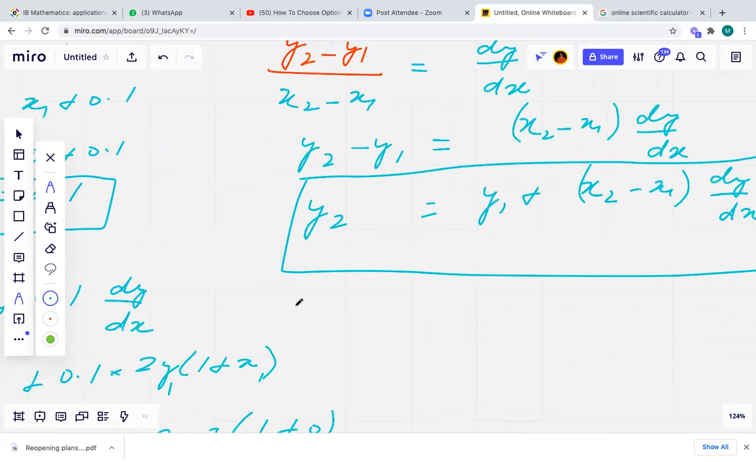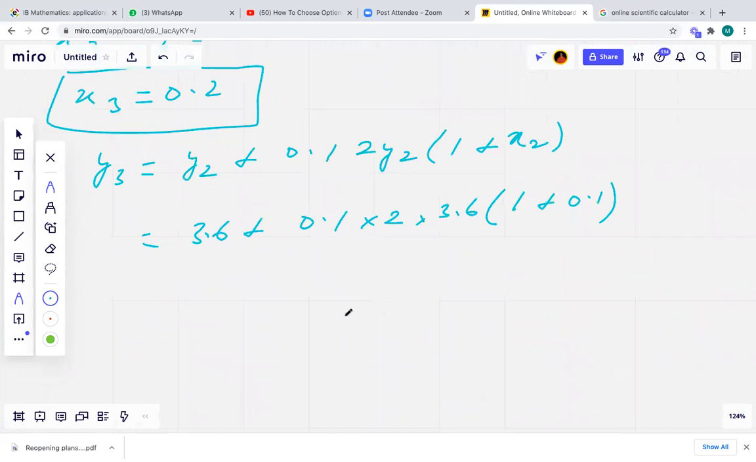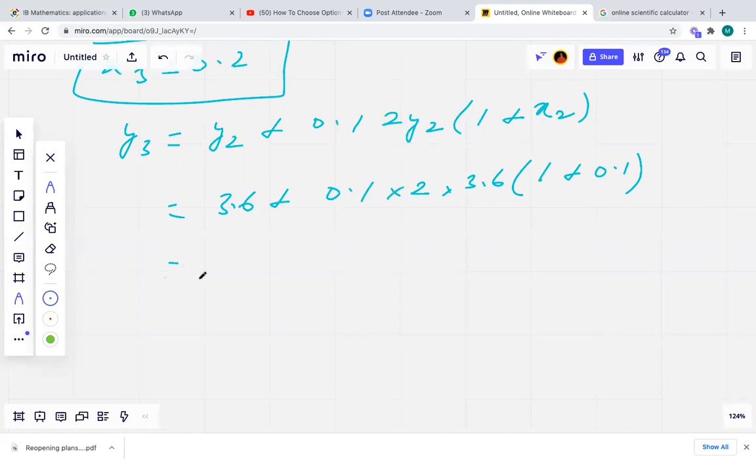I can't see what to find because I'm moving the thing. So 3.6 plus 0.1 into 7.2, into 1.1. 7.2 into 1.1 is 7.92, so 0.1 into that is 0.792. So 3.6 plus 0.79 is about 4.39. Okay, that's it. Now you can find the other values.